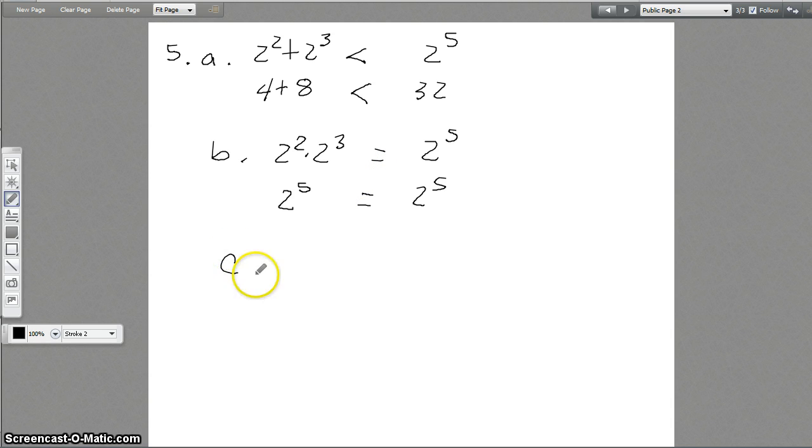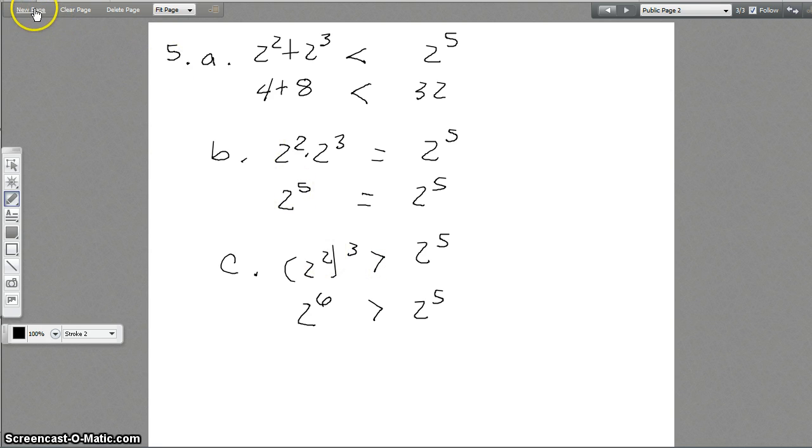Okay, part C. We have 2 squared to the 3rd power on the left side, and we still have 2 to the 5th on the right side. On the left side, what we have is 2 squared being raised to the 3rd power. When you raise a power to a power, you multiply the exponents. So 2 squared to the 3rd power is going to be 2 to the 6th. And 2 to the 6th is going to be bigger than 2 to the 5th. So we need the greater than symbol.